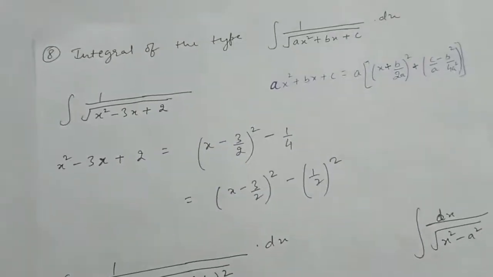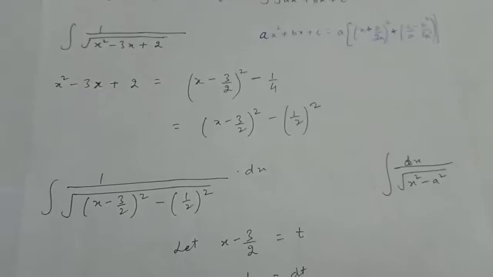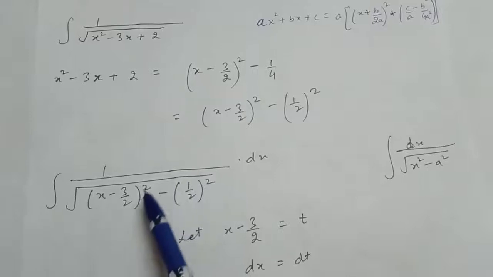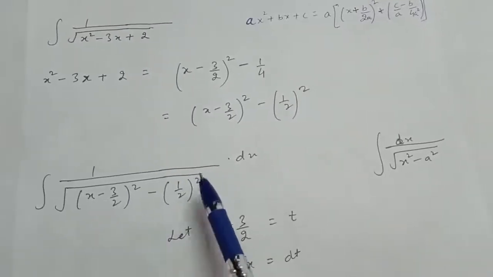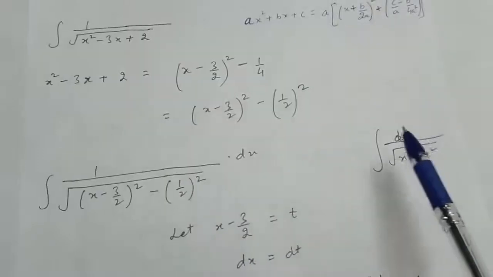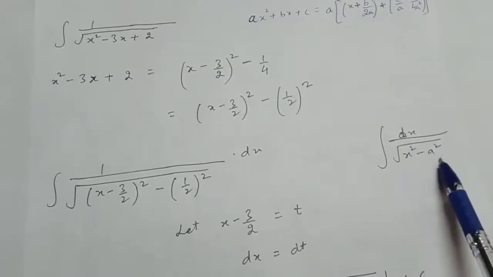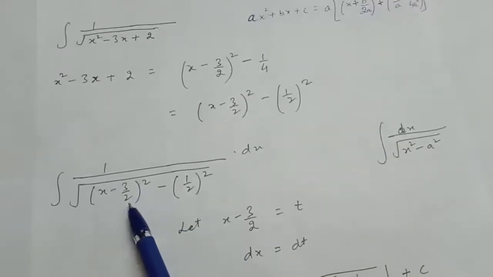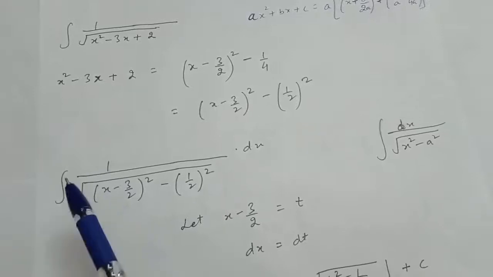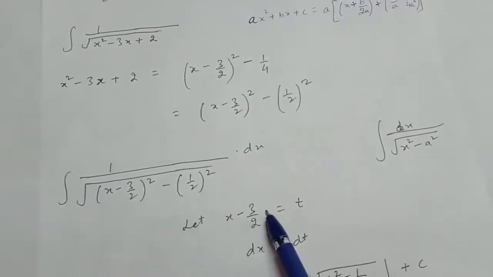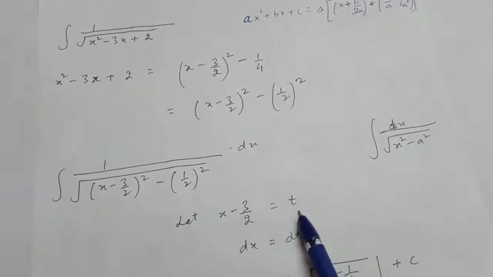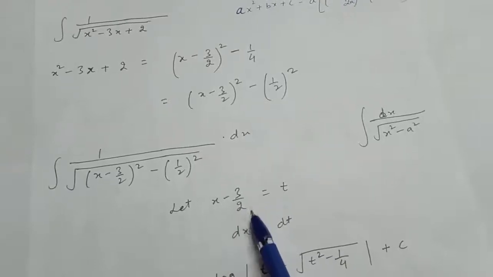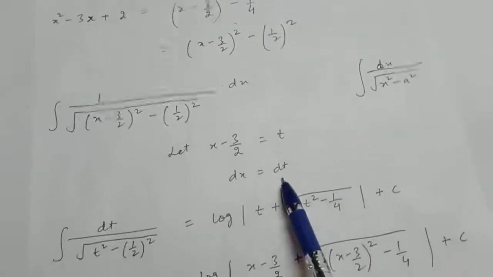Now this integral will become the integral of 1 upon root, in place of this quadratic equation now write down (x - 3/2) whole square minus (1/2) whole square. Now this is the integral of the type 1 upon root x square minus a square, right? And here x is complete this. Either you can directly apply the formula because the coefficient of x here is 1, or let x minus 3/2 be t. Then after differentiating both sides, the derivative of x is 1 and the derivative of minus 3/2 is 0. So you will get dx equal to dt.